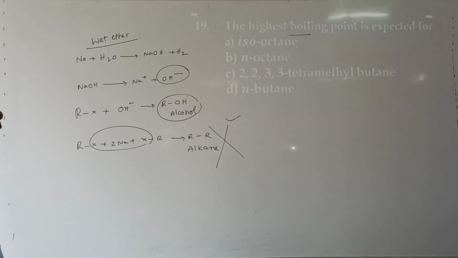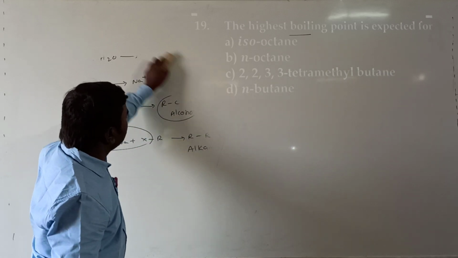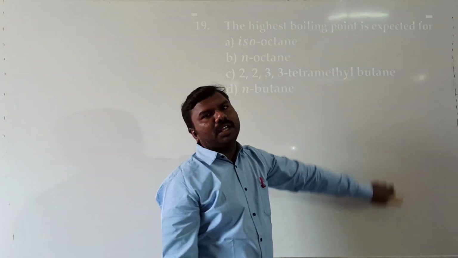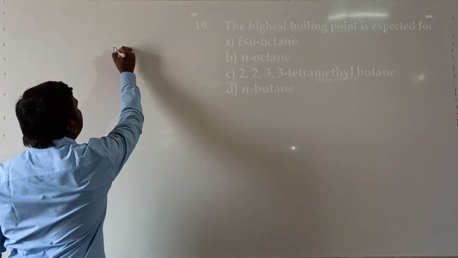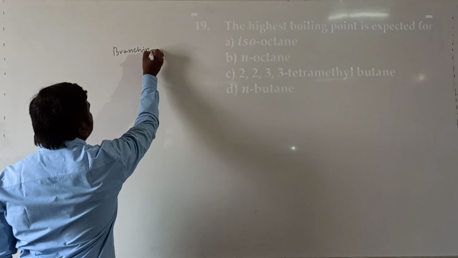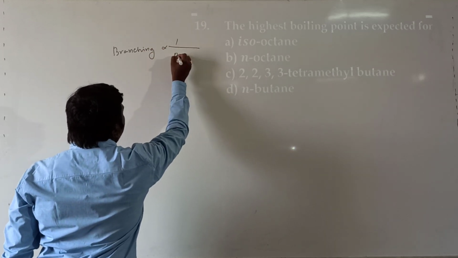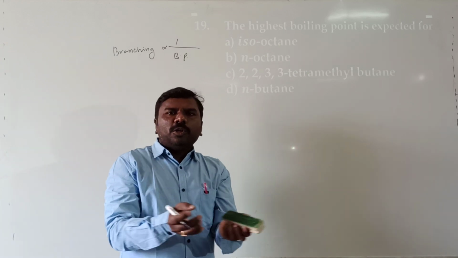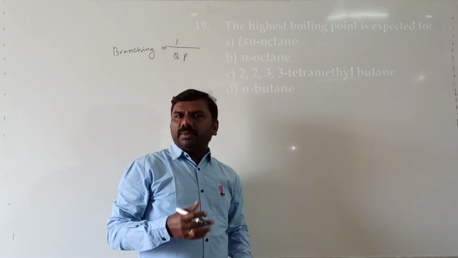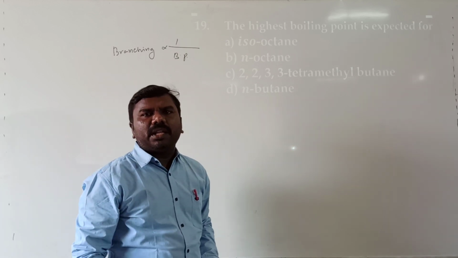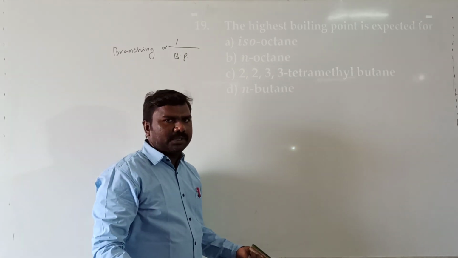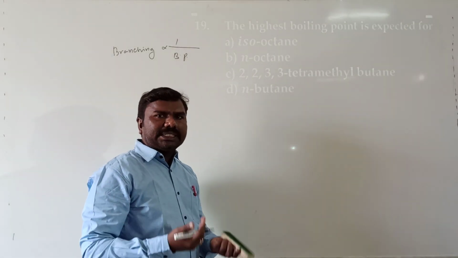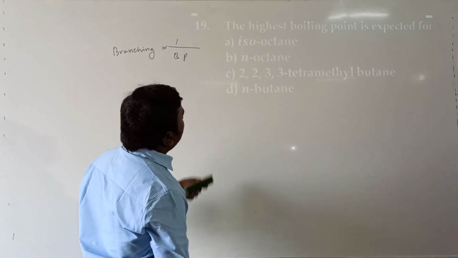The highest boiling point is expected to be... Highest boiling point. As branching increases, boiling point will decrease. Branching is inversely proportional to boiling point. As we know, as branching increases, the shape becomes spherical. Obviously, van der Waals forces will be reduced. Then you can easily break the least number of van der Waals forces with the least temperature. So, branching increases, forces are less, boiling points are also less.